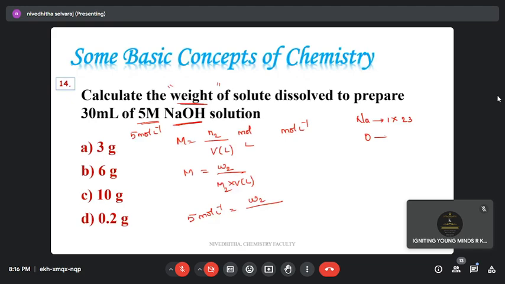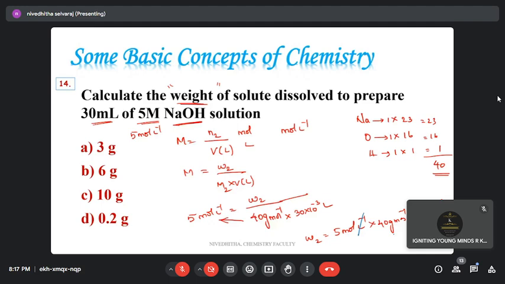And what is the volume of the solution? It is 30 ml, but we have to express it in terms of liters, right? So 30 into 10 power minus 3 liter. You just cross multiply these two. So W2 is equal to 5 mole per liter into 40 gram per mole into 30 into 10 power minus 3 liter. So common terms will get cancelled out. So per liter and liter will get cancelled out. Per mole and mole will get cancelled out. So by multiplying this, we'll get the answer in gram.